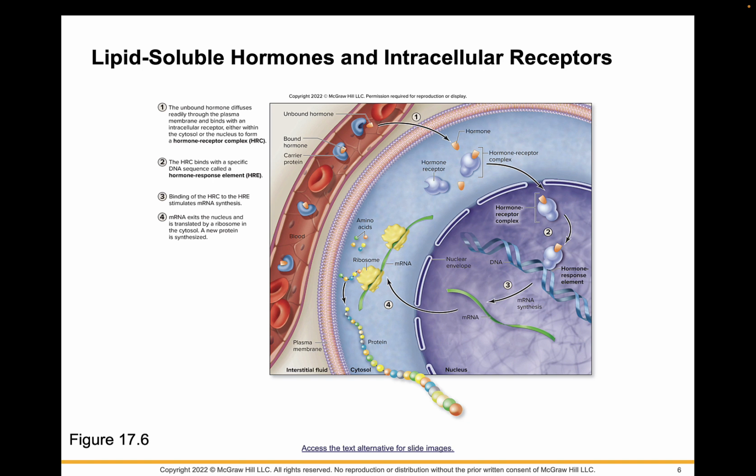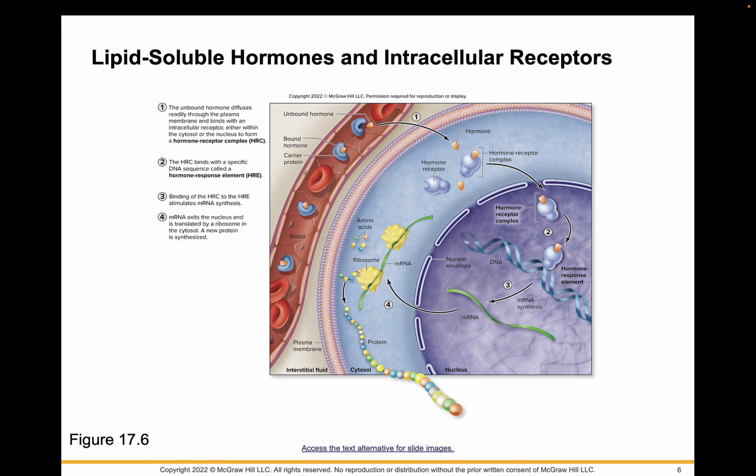Now, once that hormone binds to the intracellular receptor, it's going to form what we refer to as a hormone receptor complex. Now, the hormone receptor complex binds with a specific DNA sequence, and that is referred to as the hormone response element, or HRE.